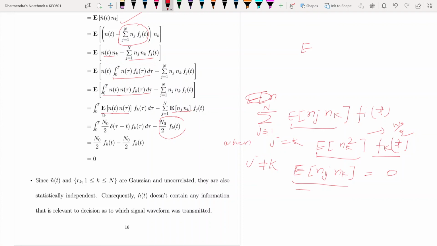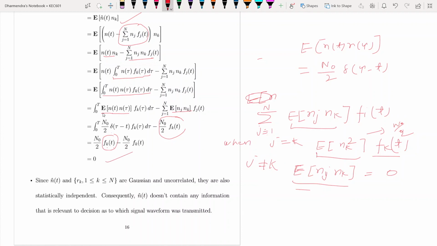Now we know that the expectation of n of t with n of tau can be written as N0 by 2 times delta of tau minus t, where delta is the Dirac delta function. We multiply, and using the Dirac delta function property, after integration I get fk of t. Substituting, this will give this.